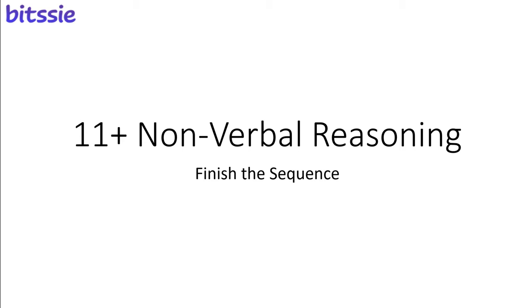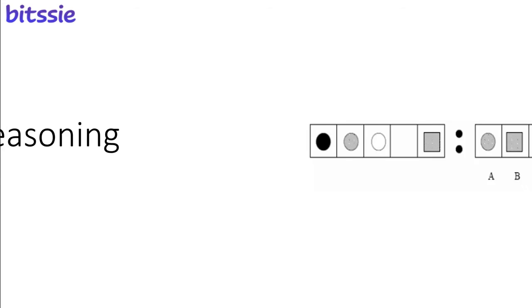Hello, in today's video we will be looking at how to attempt the finish the sequence question type in the 11 plus. In this type of question we will get a pattern of shapes with one missing piece from it, and we need to choose from our options to work out which that missing piece will be. Let's look at question 1.